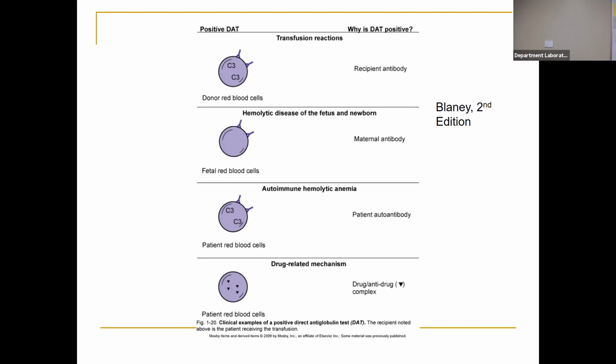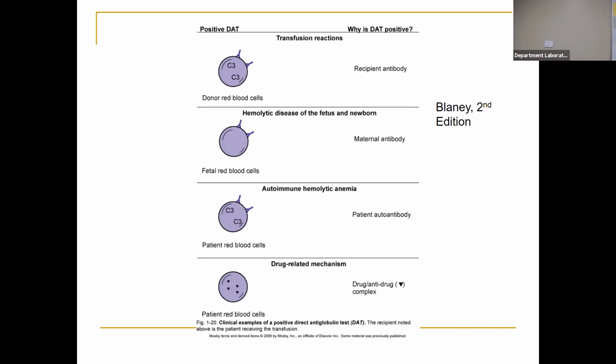Autoimmune hemolytic anemia: the patient has some type of autoantibody that is attaching to the red cells. Oftentimes what you'll see in autoimmune hemolytic anemia, both your complement and your IgG are going to be positive. And then here are some drug-related mechanisms. If you have a positive DAT due to drugs, oftentimes you don't necessarily have anything IgG coating the cells. The drug is cross-reacting with our reagents and causing cell lysis inside the patient as well.